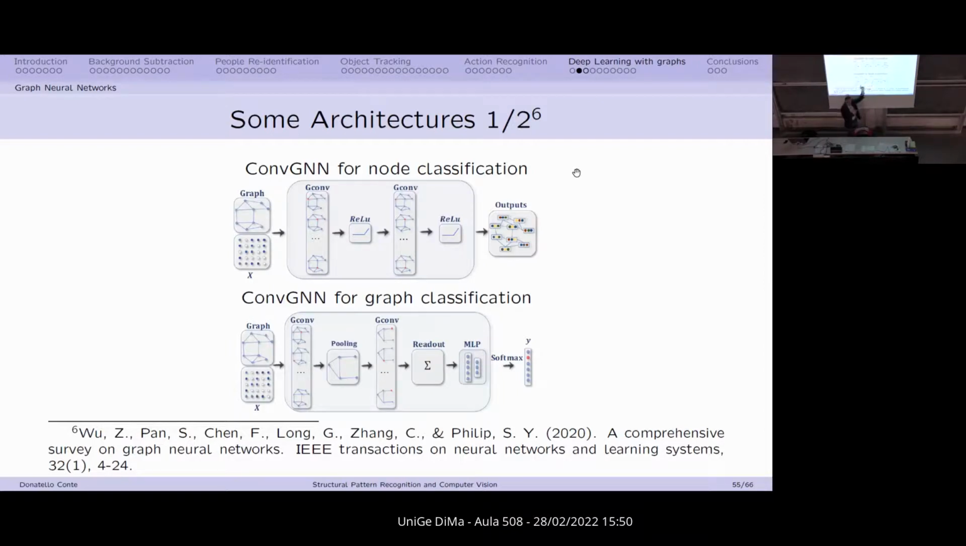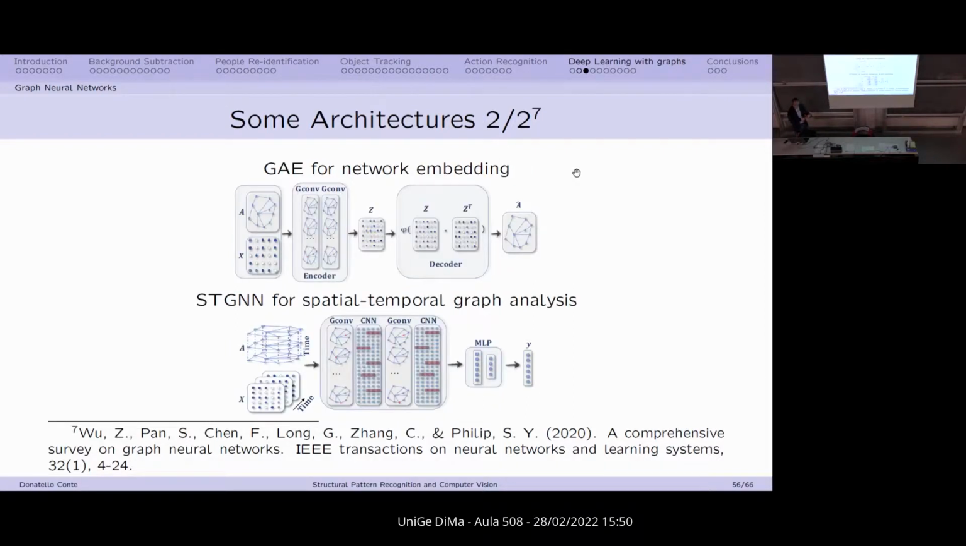So for example, we can classify nodes, and if you want to classify entire graphs, there are some other layers, some aggregation part in the network that aggregates the single features of nodes into one only vector that is then classified by a classical multi-layer perceptron or something different. So we can have node or edge labeling, or also graph labeling, graph classification. And also now there are more and more architectures that consider autoencoders with graphs. So we have graphs, and we embed this graph in latent space with a network, and also we can generate new graphs with some decoder.